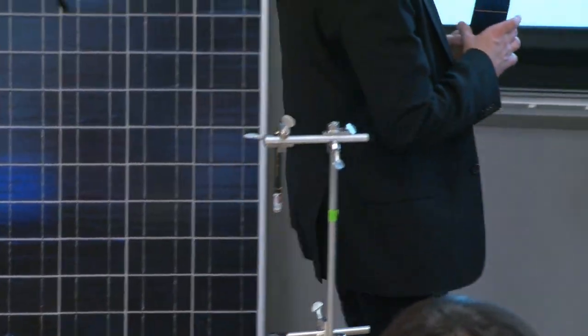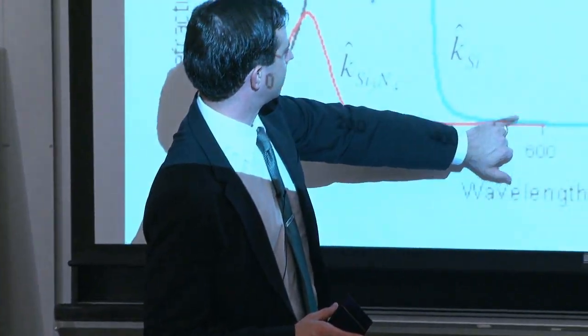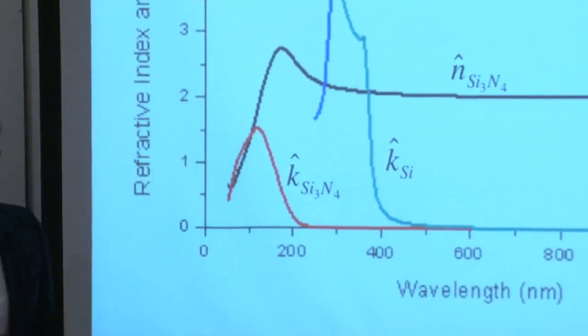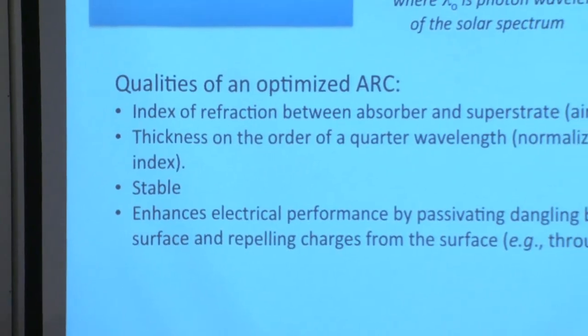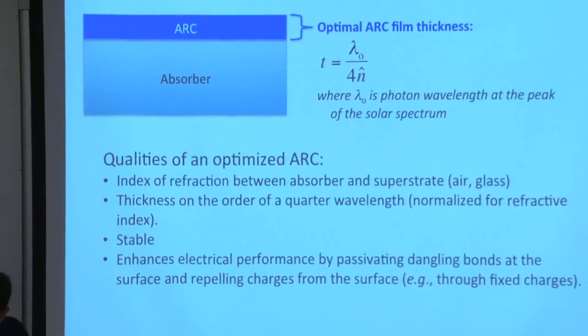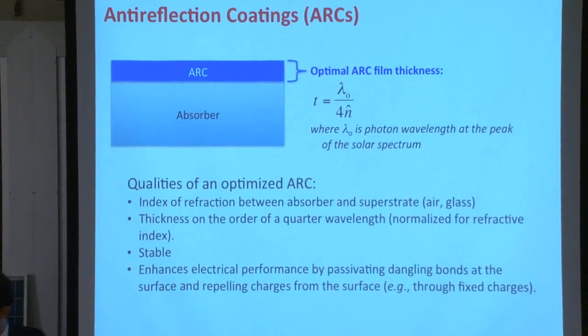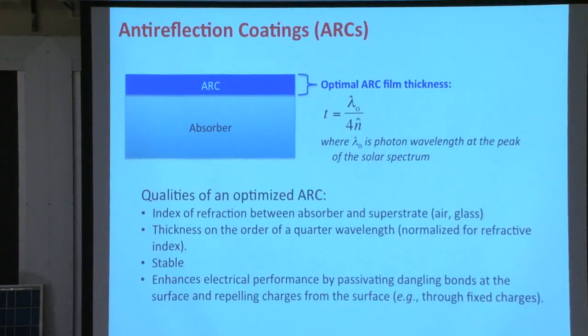So refractive index of silicon nitride, somewhere around 2 at 550. Let's call it 2, just make our lives simple. And the peak of the solar spectrum we'll again call 550. So when we run the numbers quickly, what should that thickness be?